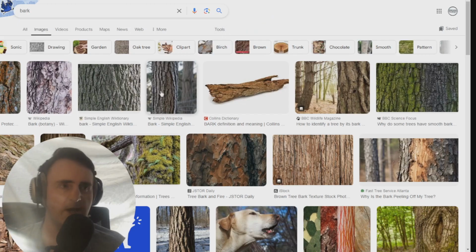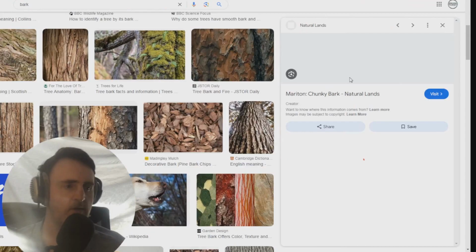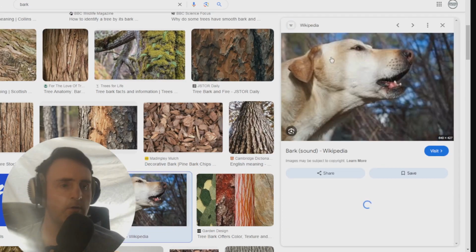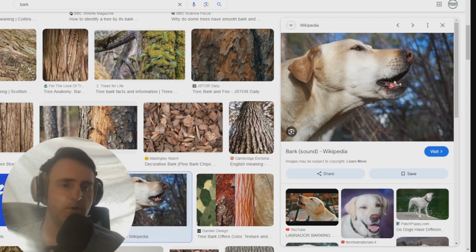Then you have bark. So on the outside of a tree, this brown stuff keeps the tree safe, is called bark. And the noise that this chap makes is also a bark. So a dog barks and a tree has bark.